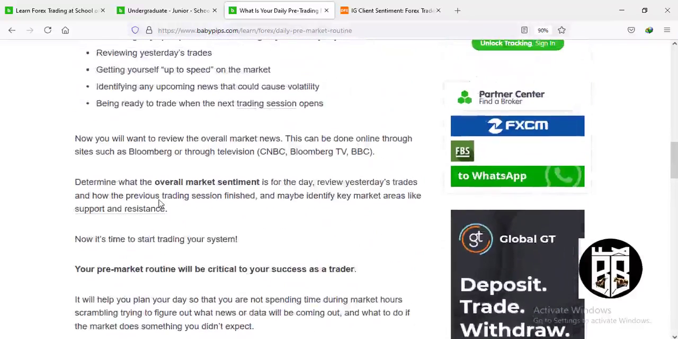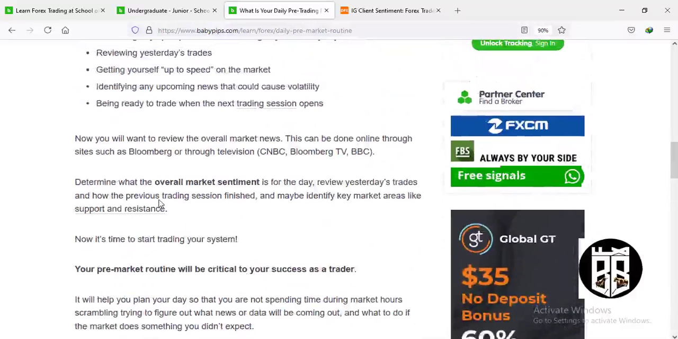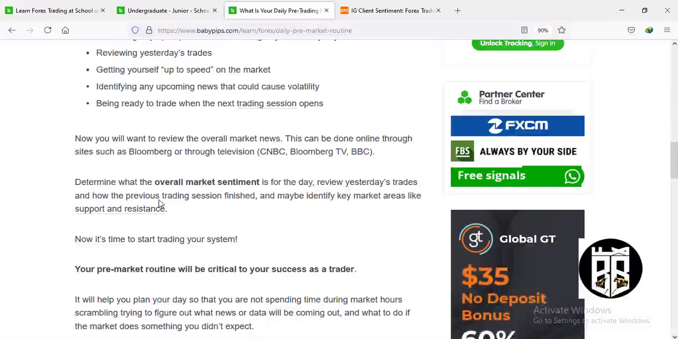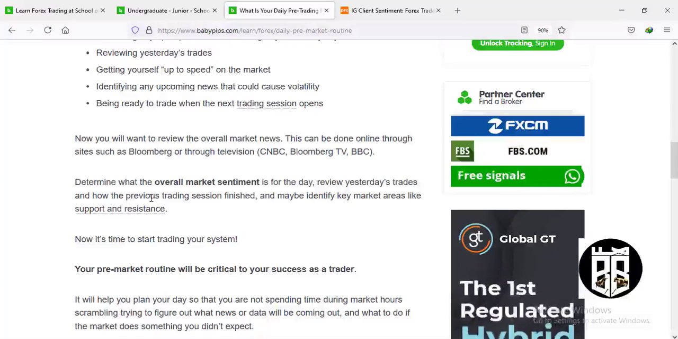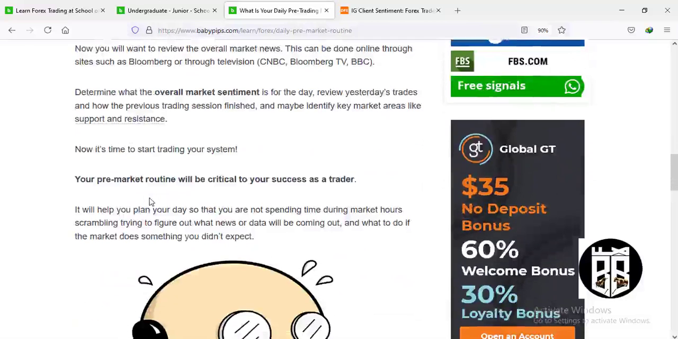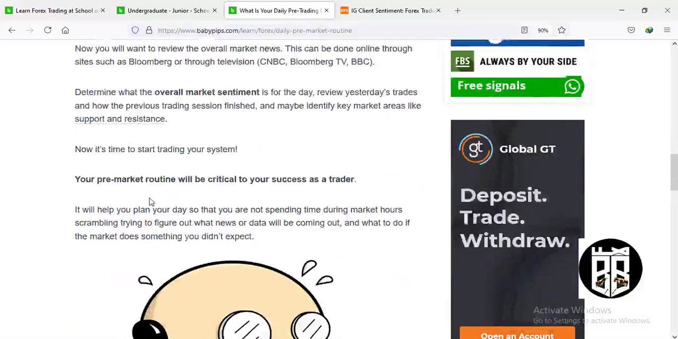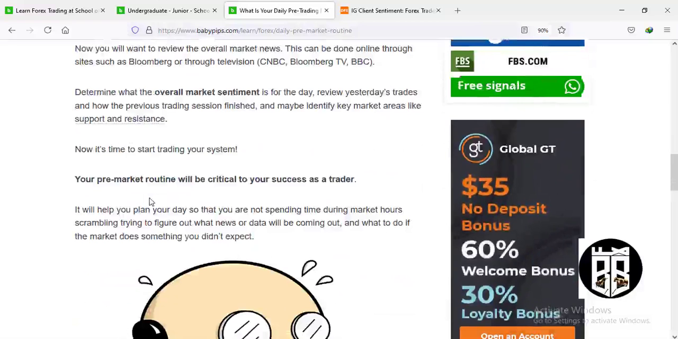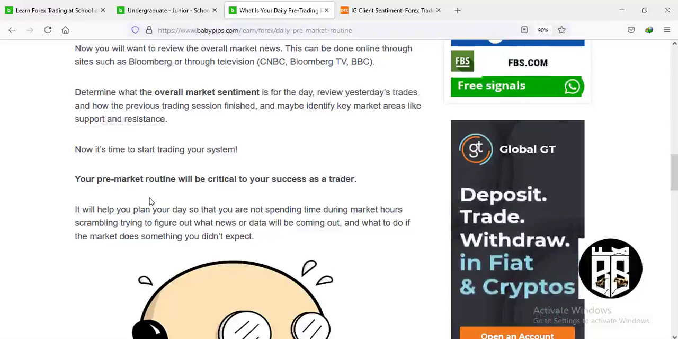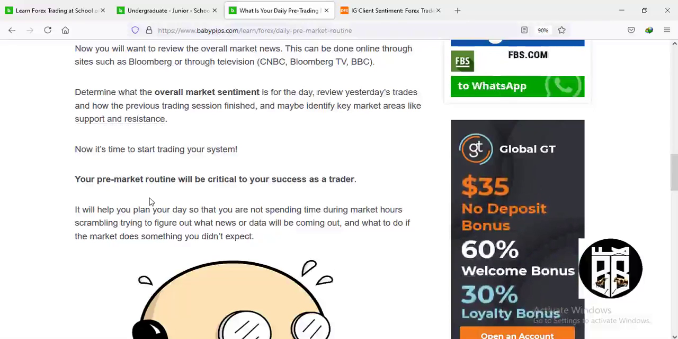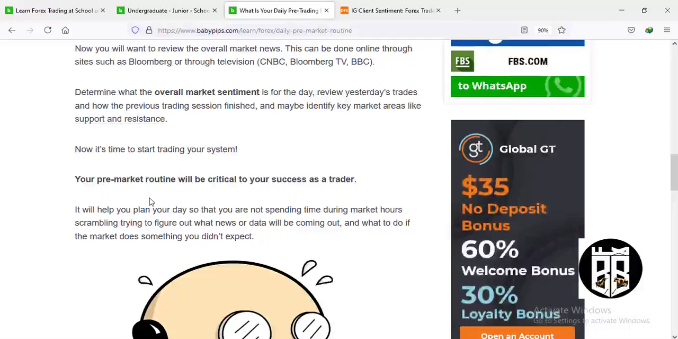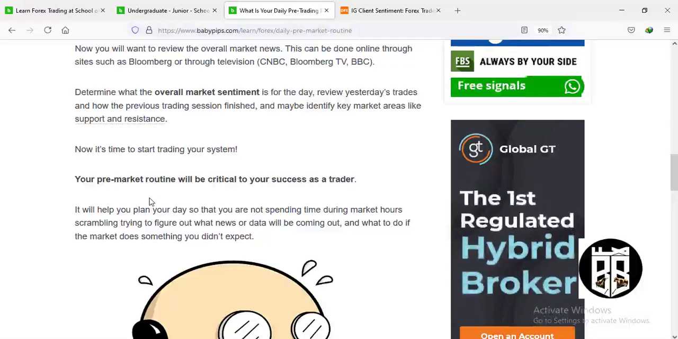Now, getting ready for the market, you can get a lot of information from news, like CNBC, Bloomberg TV, BBC, Forex Factory, Daily FX. Head over to these websites, look at their calendar, and get news about the day, and see if it's going to affect the currency you want to trade. But above all, try to determine what the overall market sentiment is for the day. Review yesterday's trades and how the previous trading session finished, and maybe identify key market areas like support and resistance.